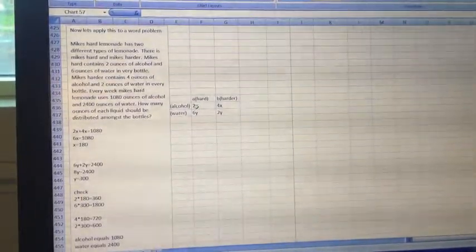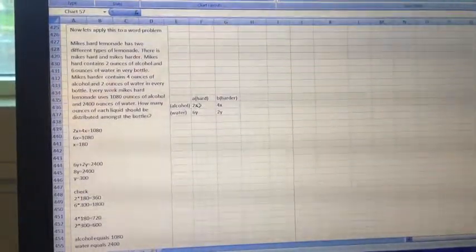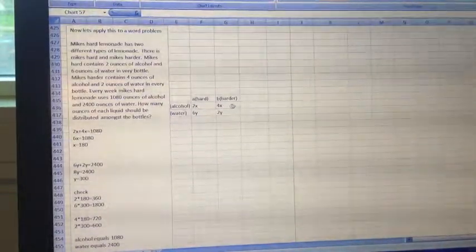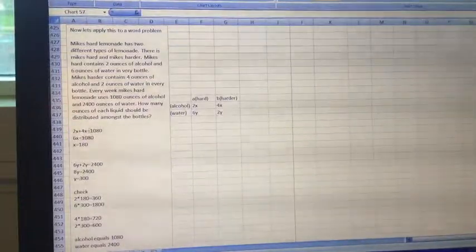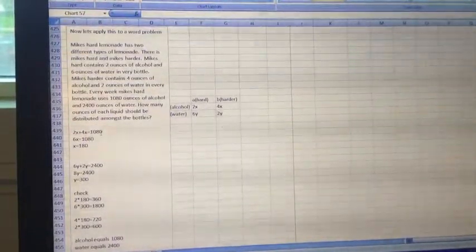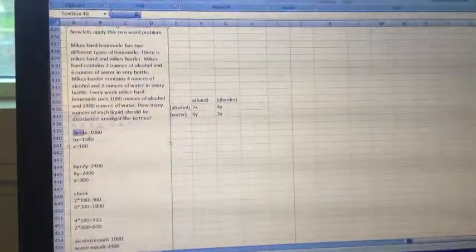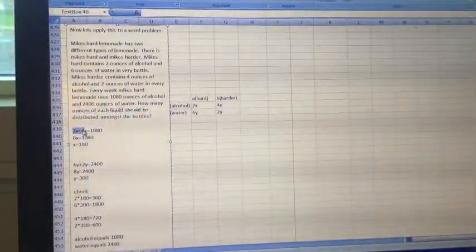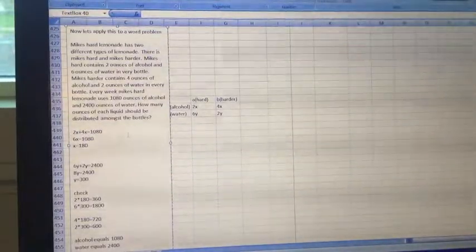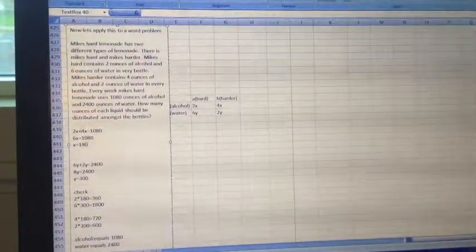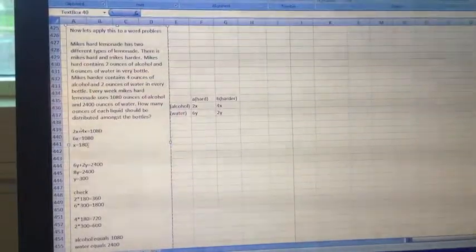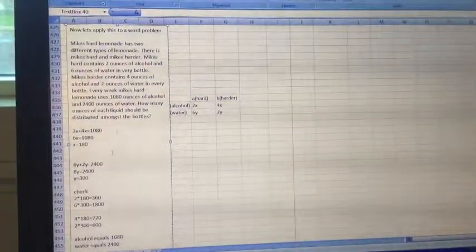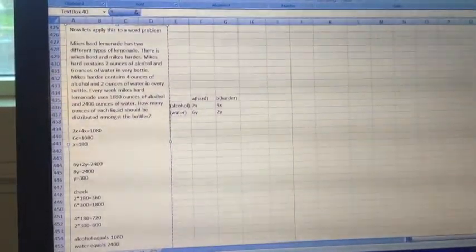equals 1,080, because the alcohol going into Mike's Hard and the alcohol going into Mike's Harder adds up to 1,080. So we know this equation. Then we can simplify it by adding these two together, and we get 6x equals 1,080. Once we solve for that, we get x equals 180. So that's 180 bottles.